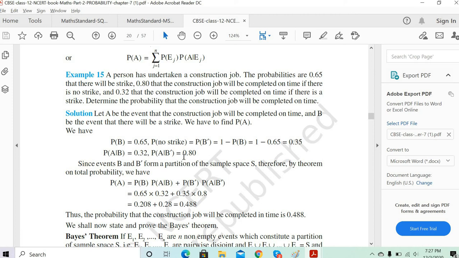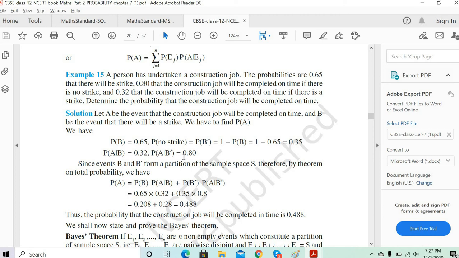Whatever we just discussed, the same formula you need to apply again. So it will be A intersection B plus B intersection A, basically. Because you want to find A, the probability of A successful. You have to write down the probability of A when the strike will not happen, and the probability of A when the strike happens. Basically, these are the two conditional probabilities you need to add.